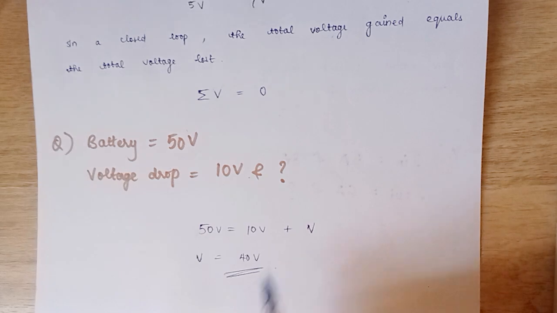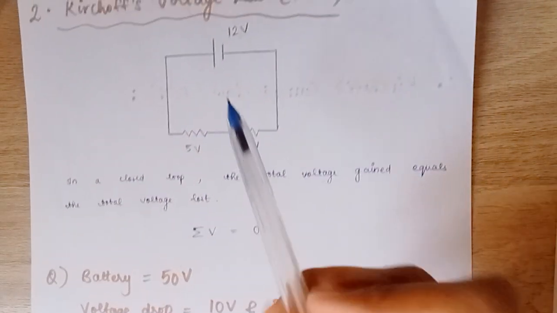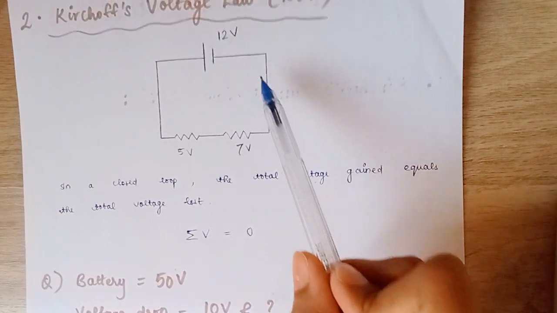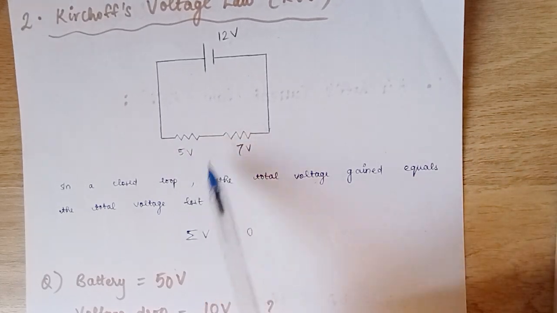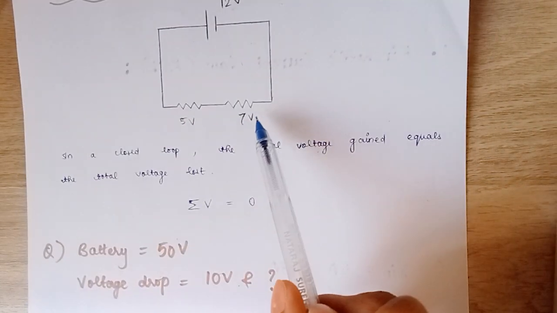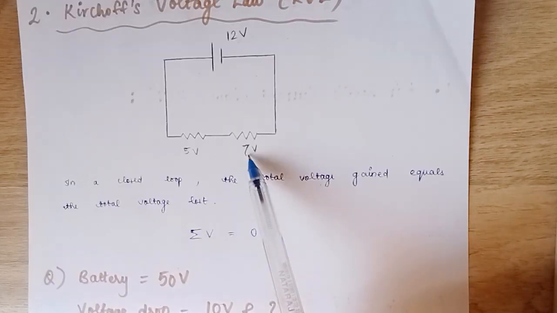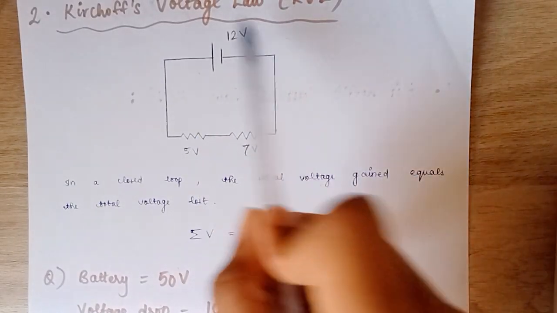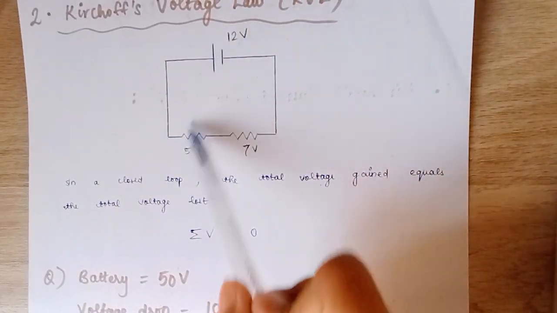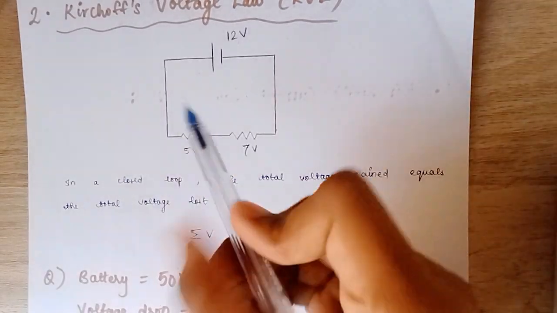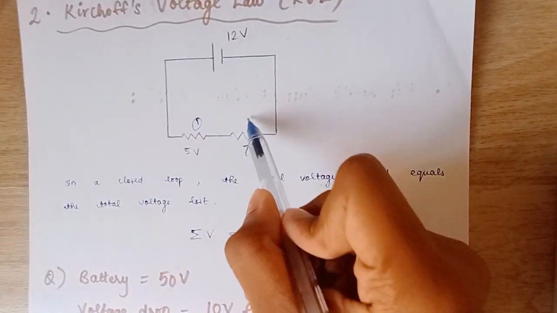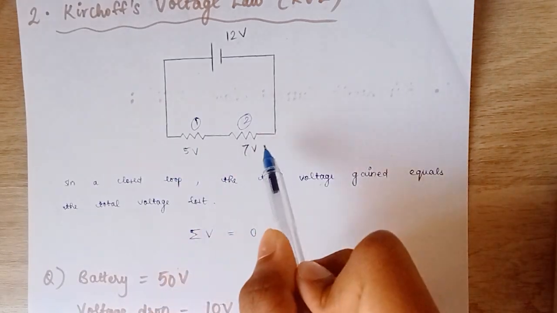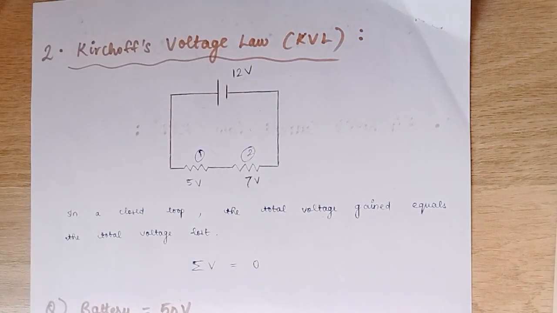So this is correct. Why? Because we know if instead of 12 it was 50 over here, and if one of the resistors takes 10 volts, then the other resistor will take 40 volts. Why? Because 40 plus 10 will give you 50. Over here also 12 volt is given out, 5 volt is taken by this resistor, that is resistor number 1, then the second resistor will take the remaining voltage. So this is what Kirchhoff's second law states.